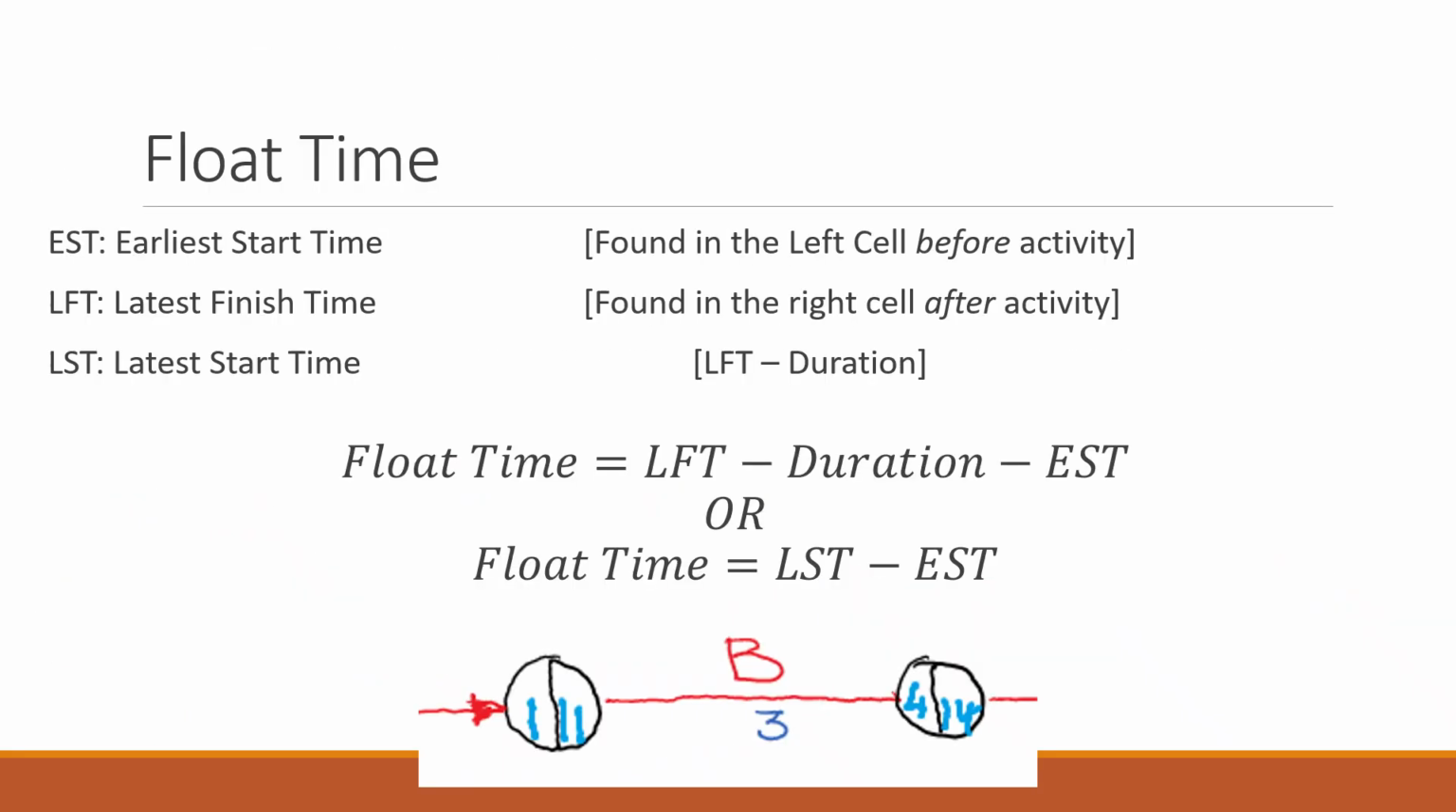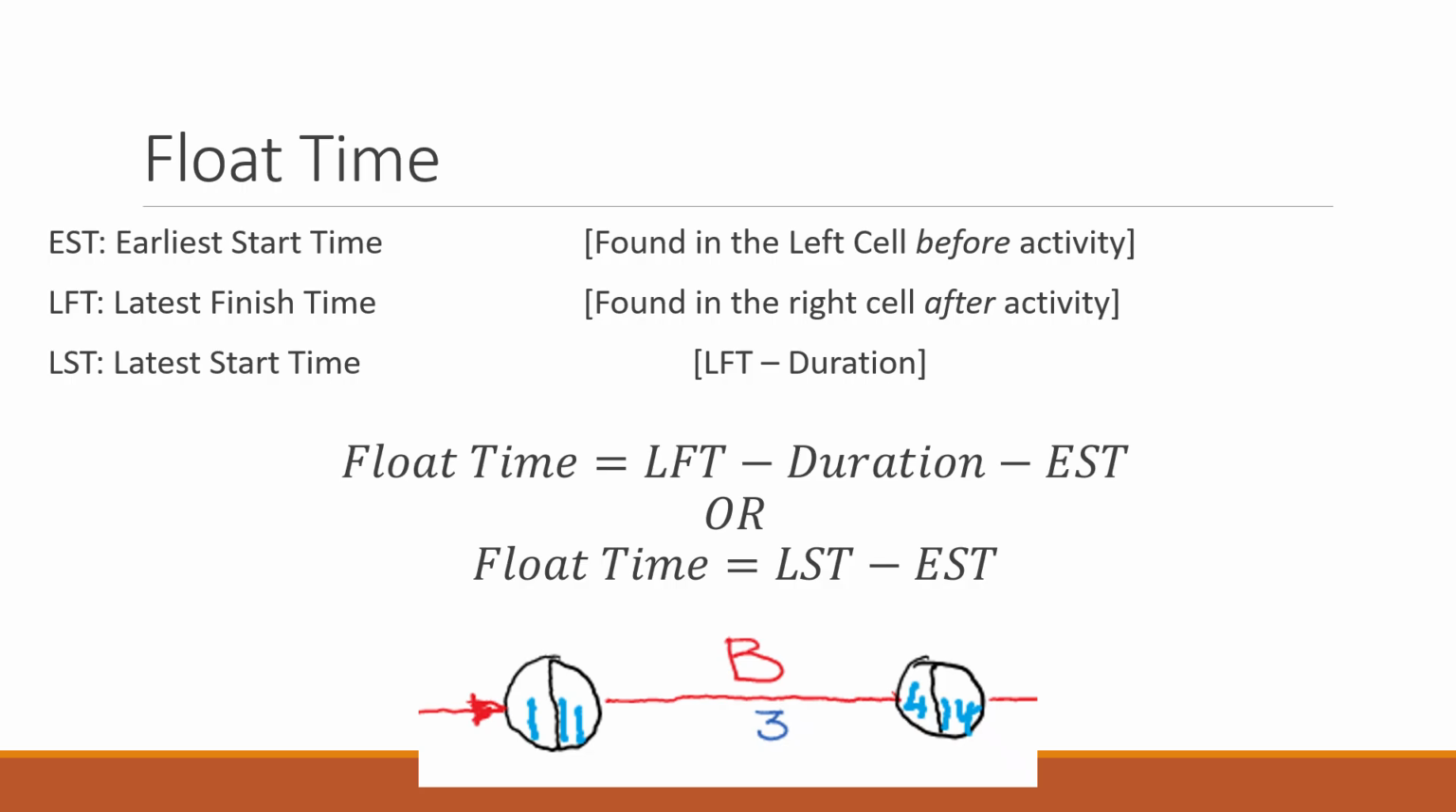Okay, so float time works by finding the earliest start time, latest finish time, and latest start time of a particular activity, and then working with those through subtraction to work out how long that activity could be delayed for. Okay, now if we have a look at an example activity like in the bottom of the slide here, activity B takes 3 days.